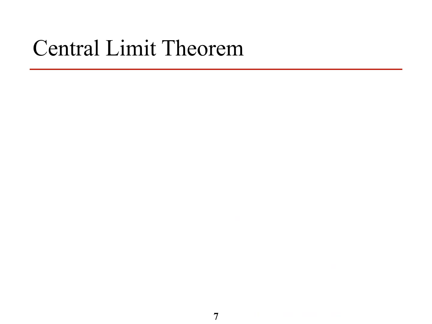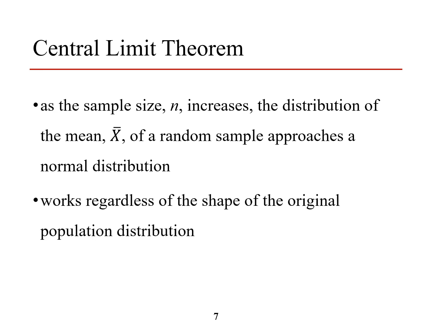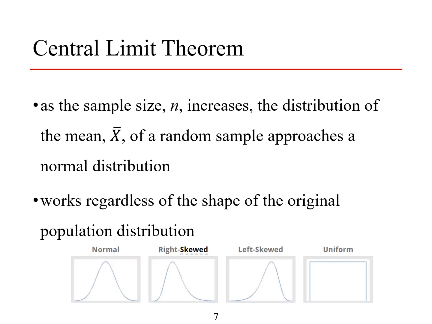The last thing we're going to cover today is the central limit theorem. And the central limit theorem states, as the sample size increases, the distribution of the mean of a random sample approaches a normal distribution. And this works regardless of the shape of the original population distribution. So you could have a population distribution that is right skewed, left skewed, but whenever you have a large enough sample, this would turn into a normal distribution.